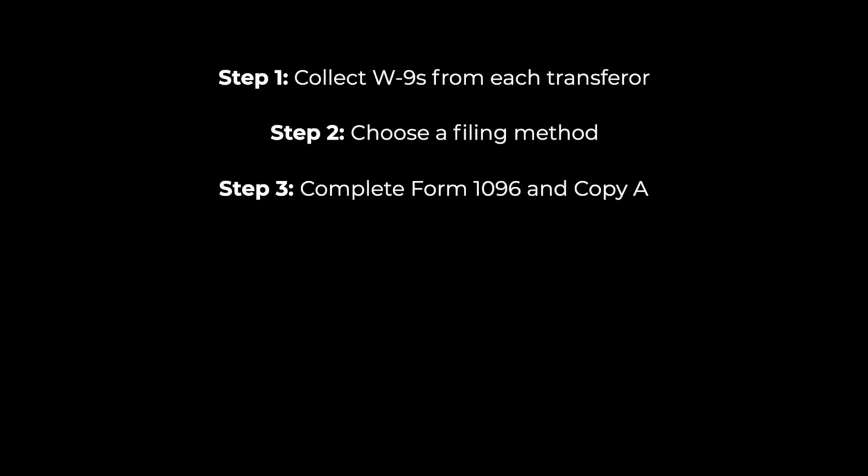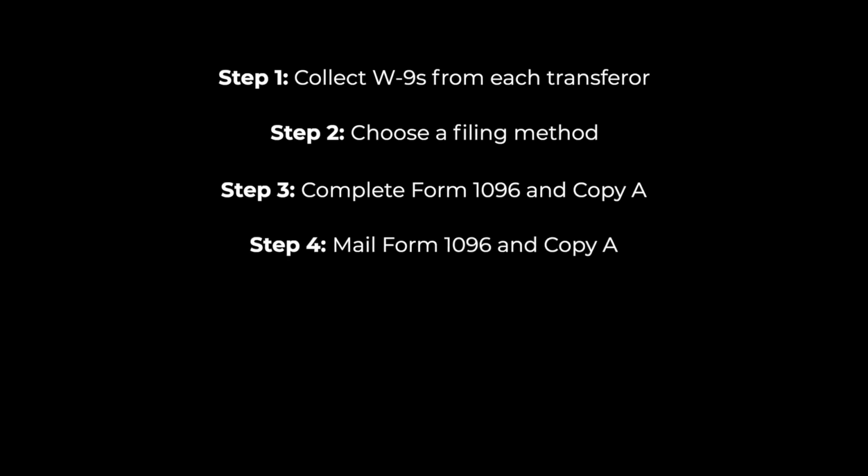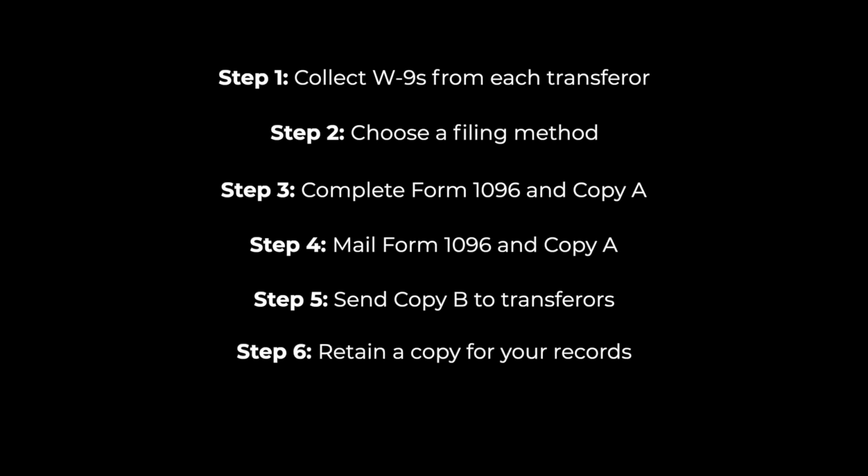Step 1, collect W-9s from each transferor. Step 2, choose a filing method. Step 3, complete Form 1096 and copy A. Step 4, mail Form 1096 and copy A. Step 5, send copy B to transferors. Step 6, retain a copy for your records.